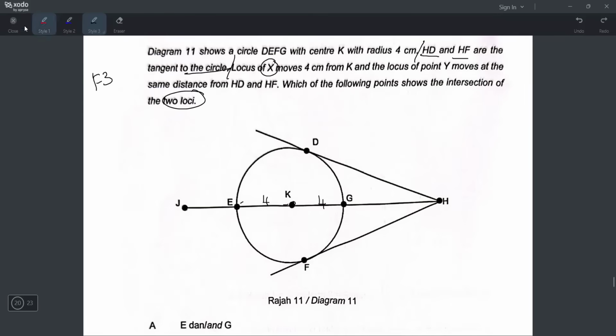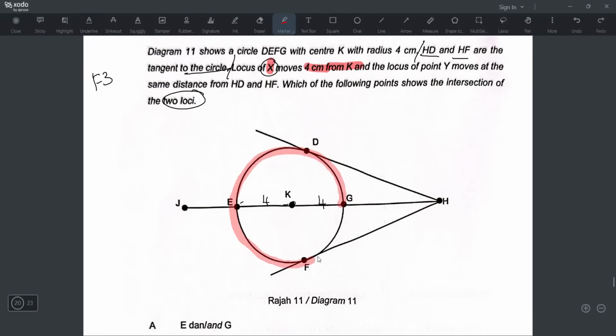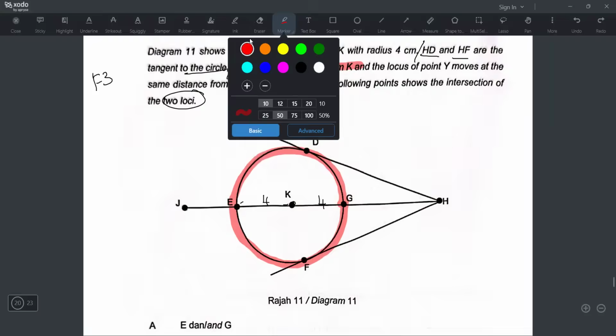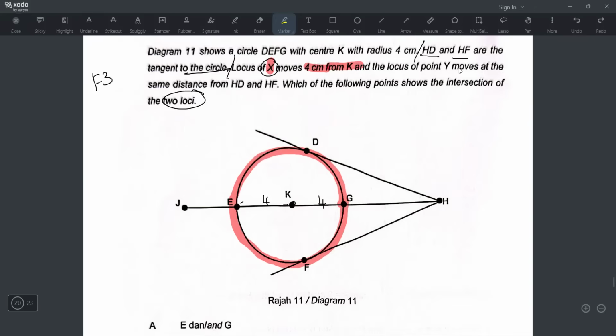So for the locus X, I will use a red color highlight. The condition for X moving is it has to be always 4 cm from K. So imagine you are at K, but the distance is always 4 cm from K. It means the locus X will be a circle surrounding K with the radius always 4. So this red color one, that's your first locus X.